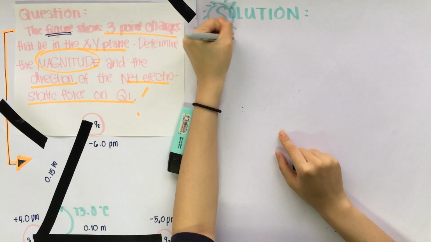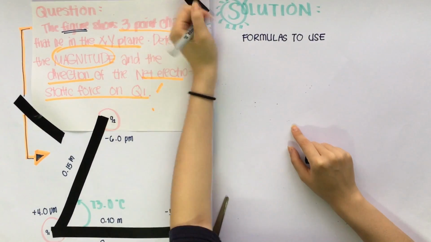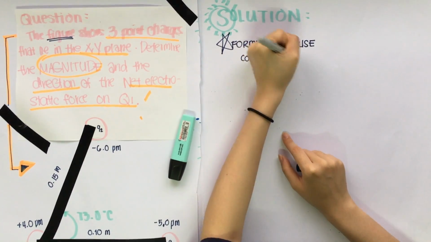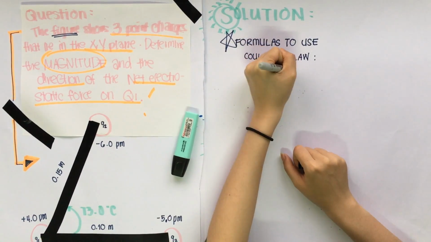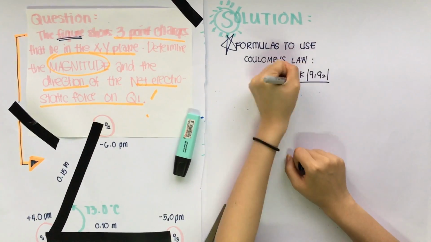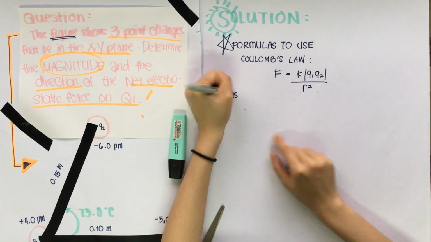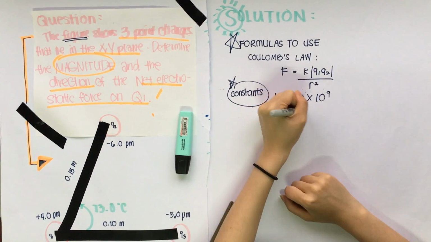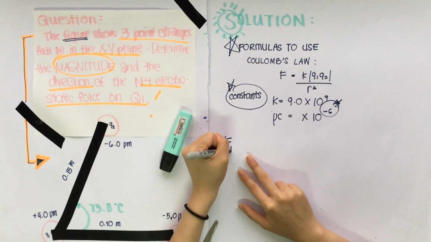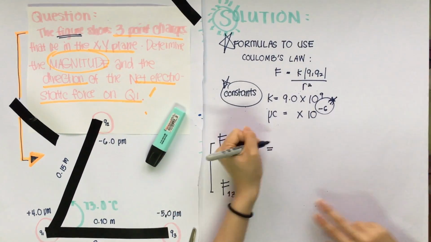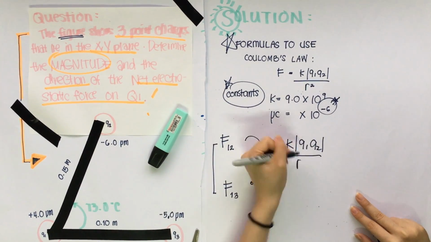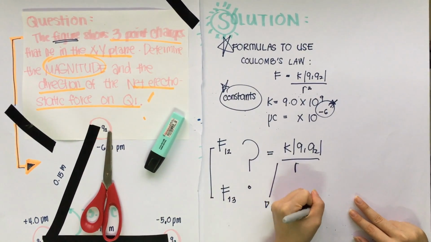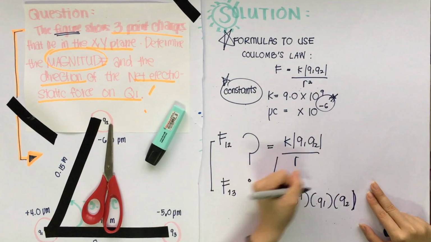The things we have to remember are the formulas to use and the constants. We have Coulomb's law, F, force, is equal to K times the absolute value of Q1 times Q2 divided by radius squared. The constants we have are K and microcoulomb, which are the said numbers. So first, we're going to look for F12 because we are focusing on Q1. So for F12, we have this Coulomb's law formula and we just have to insert the values needed.